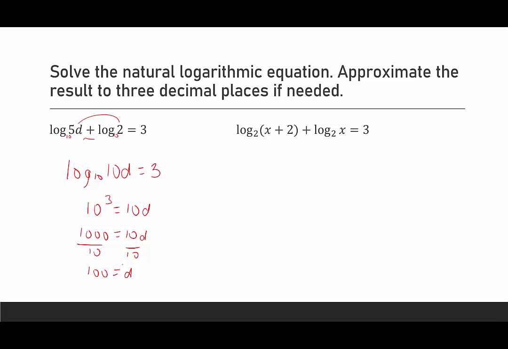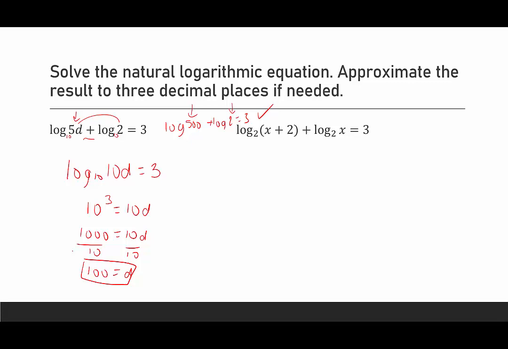Now we need to plug in and make sure that d really is the solution. If I plug in d up here, that would be 5 times 100, which would be 500. So we would have log of 500 plus log of 2 equals 3. That's okay because we have a positive argument here and a positive argument here. So we're good to go, and it's confirmed that d in fact does equal 100. The time to check is immediately at the beginning of the problem. That's where we would see some sort of issue.